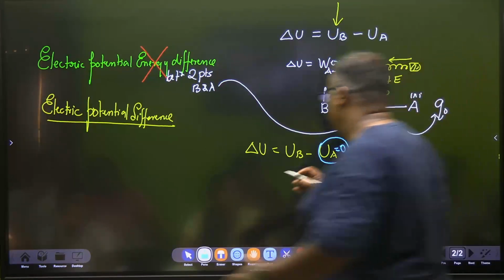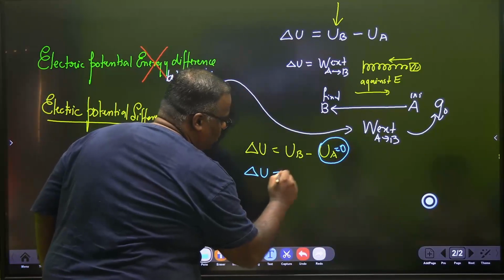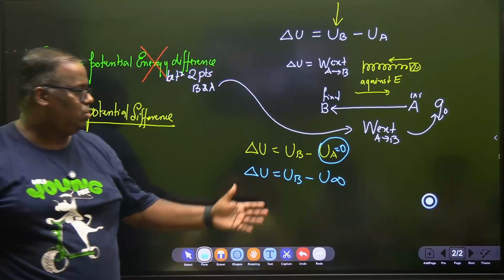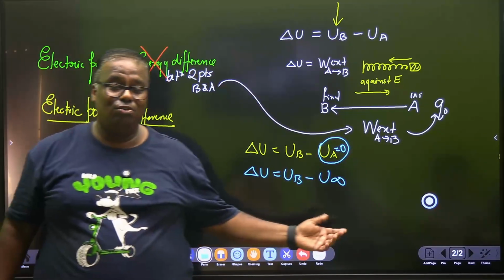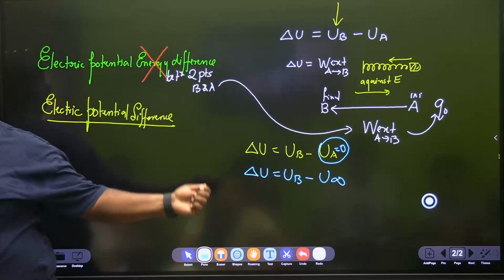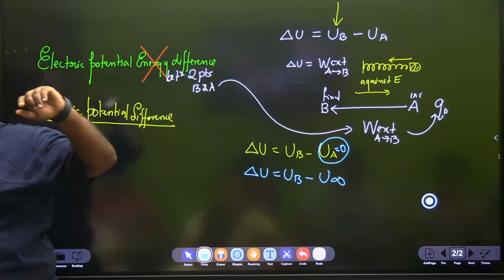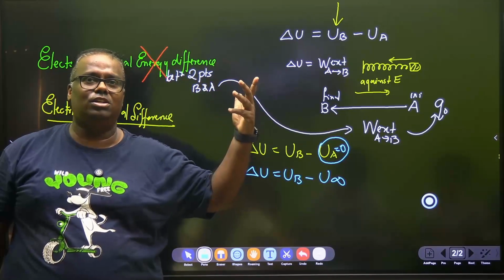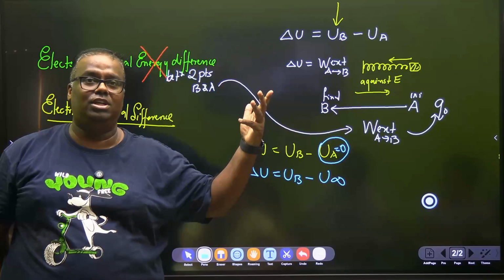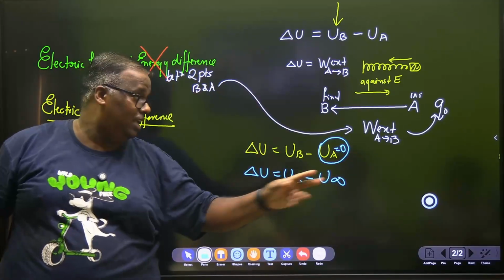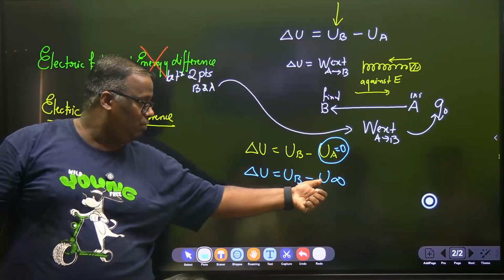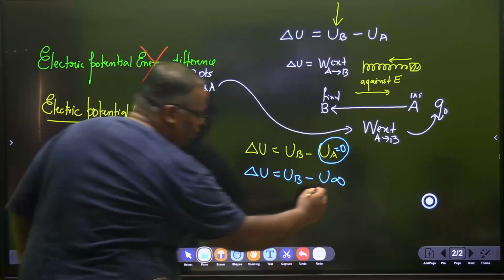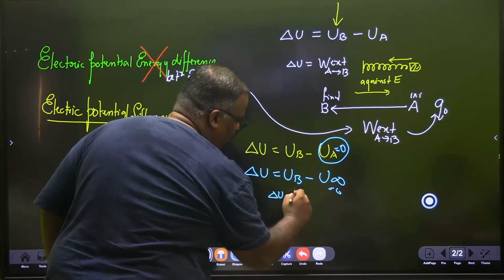So if I now replace this as delta U equal to UB minus U infinity. So what is my story? Listen, I am moving a test charge now from infinity to B. You Rockwell guys must have learned when a charge is moved from infinity. You have studied that word, infinity, when you studied electric potential at a point, which you might have forgotten now. If you are moving from infinity to a point, infinity's potential is taken as 0. This value is 0. So whatever is the delta U, that is the UB.